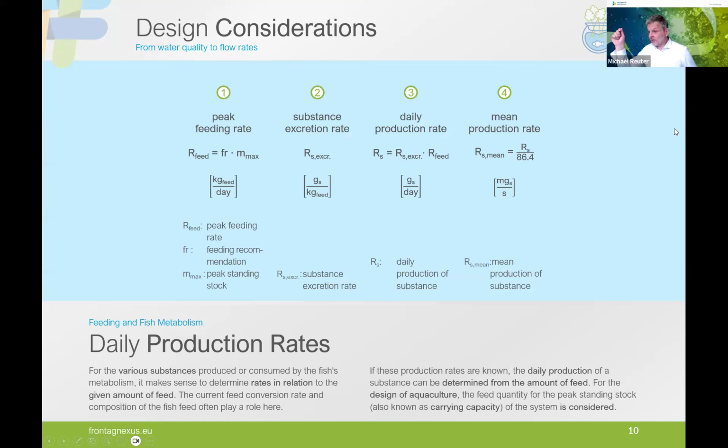So an important thing to know is how much of which waste product is produced per day. And normally this depends on the feeding rate that we have.